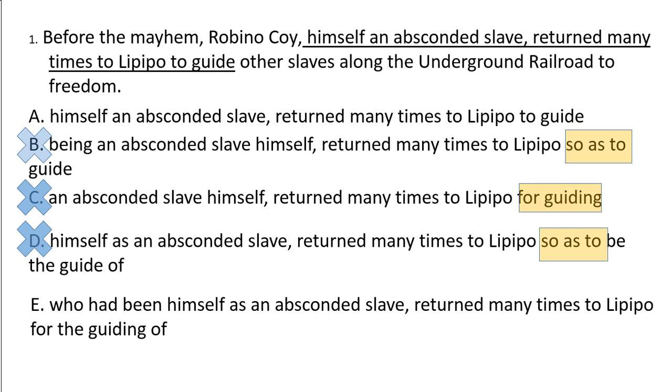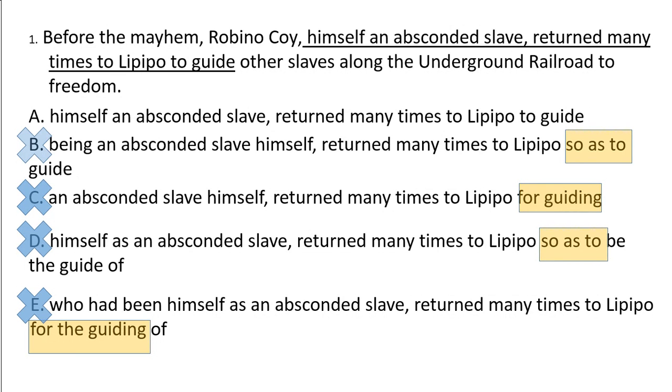E choice: Robino Coy, who had been himself an absconded slave, returned many times to Lipipo for the guiding of. The same problem we talked about in option C, for plus ing or to plus infinitive verb. We know that we are talking about the purpose, so it should be to guide rather than guiding. So we can eliminate E. It means A is the correct choice.